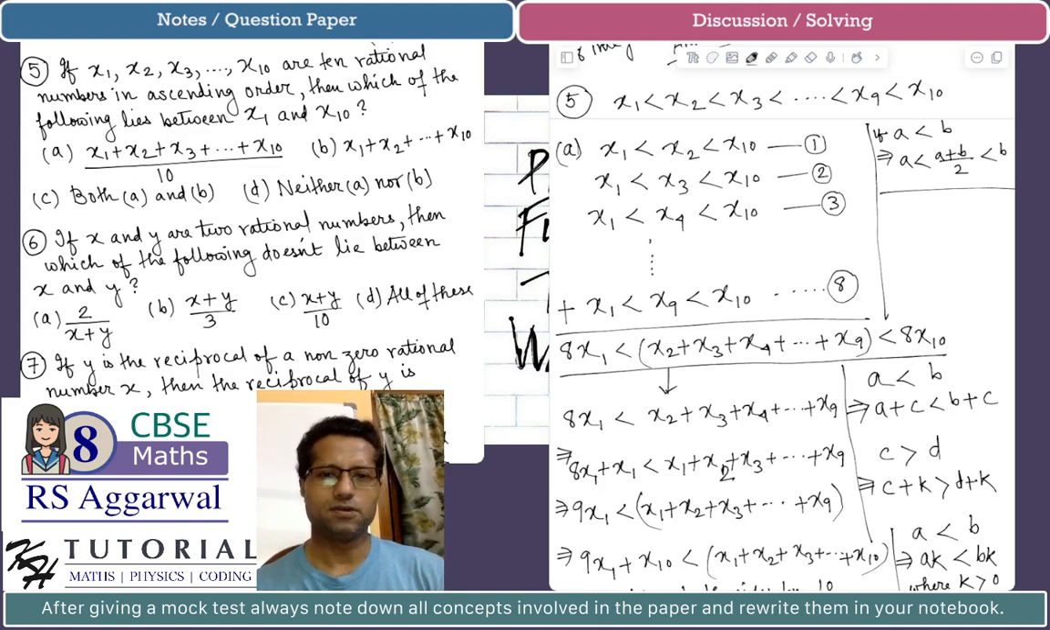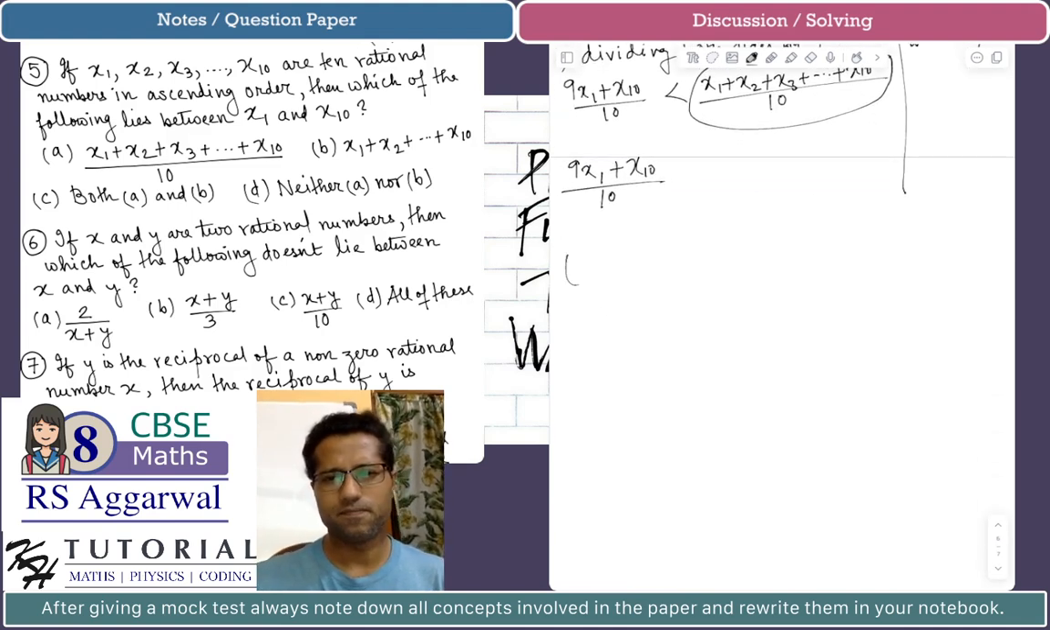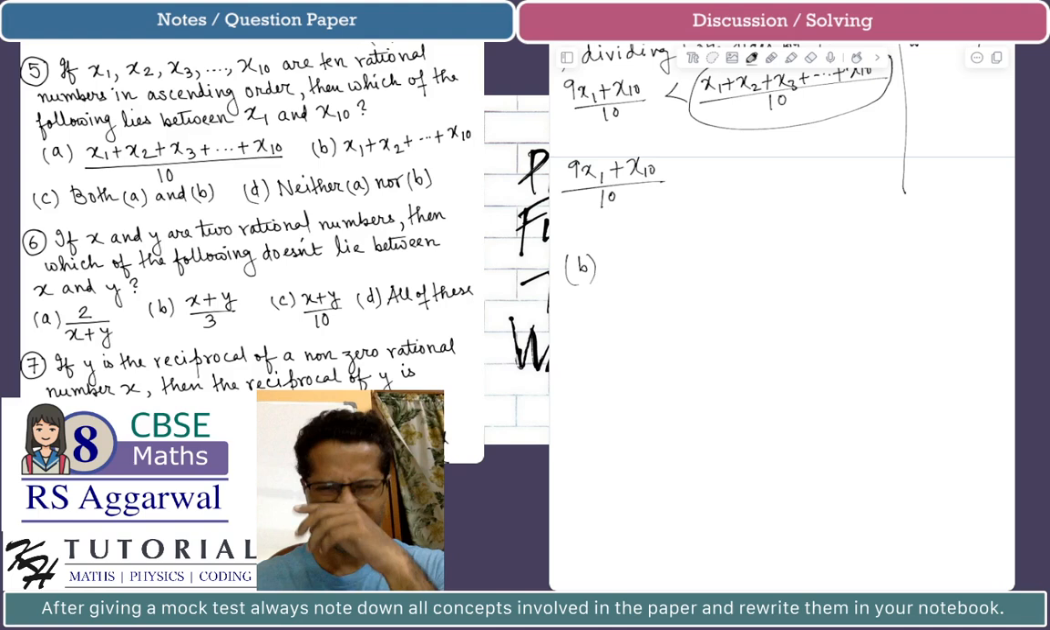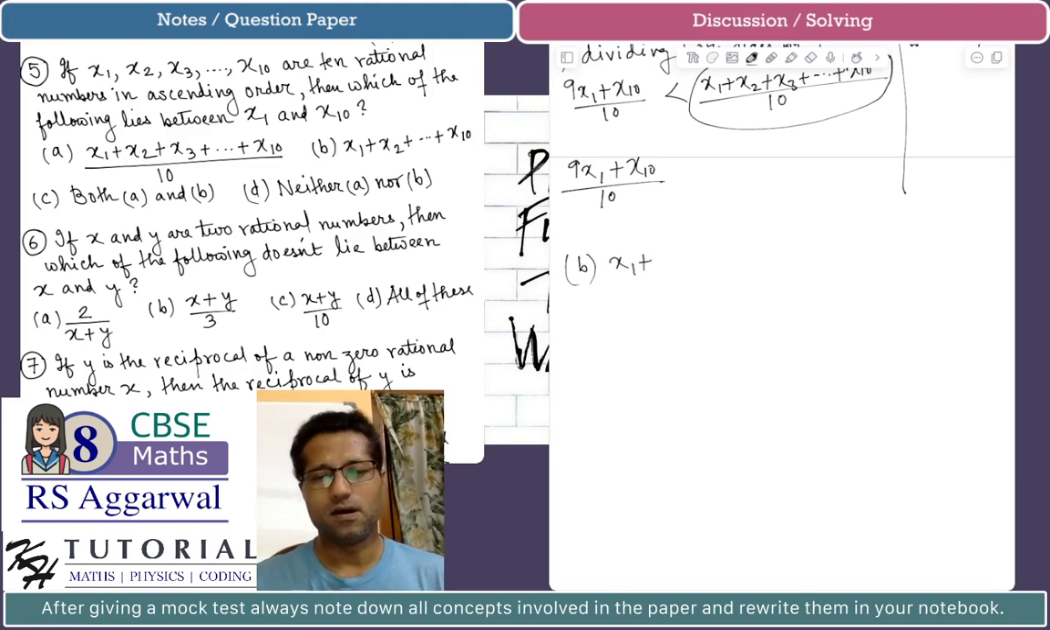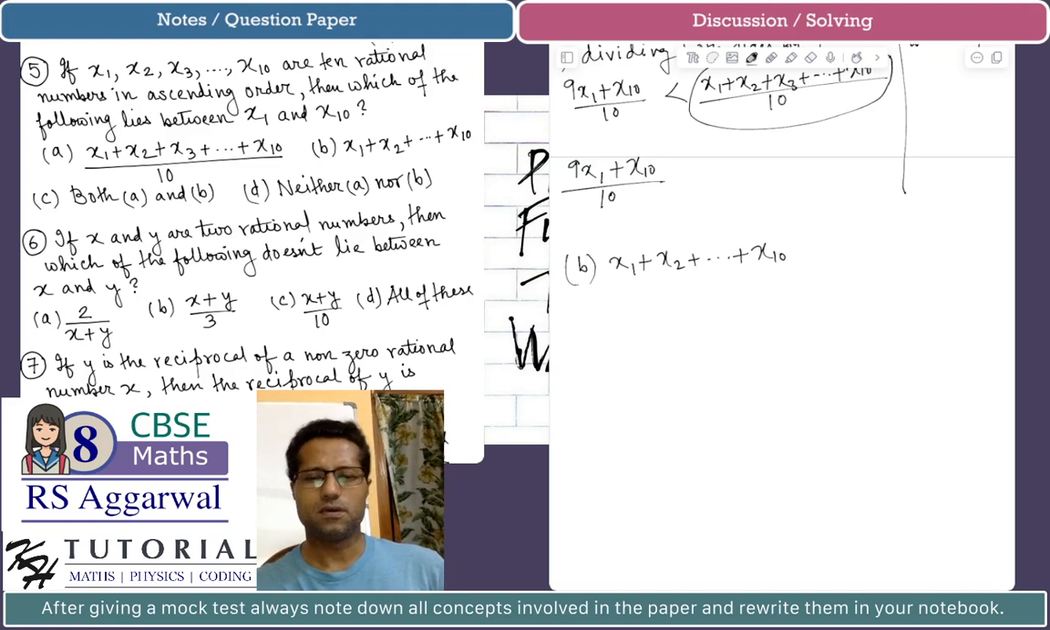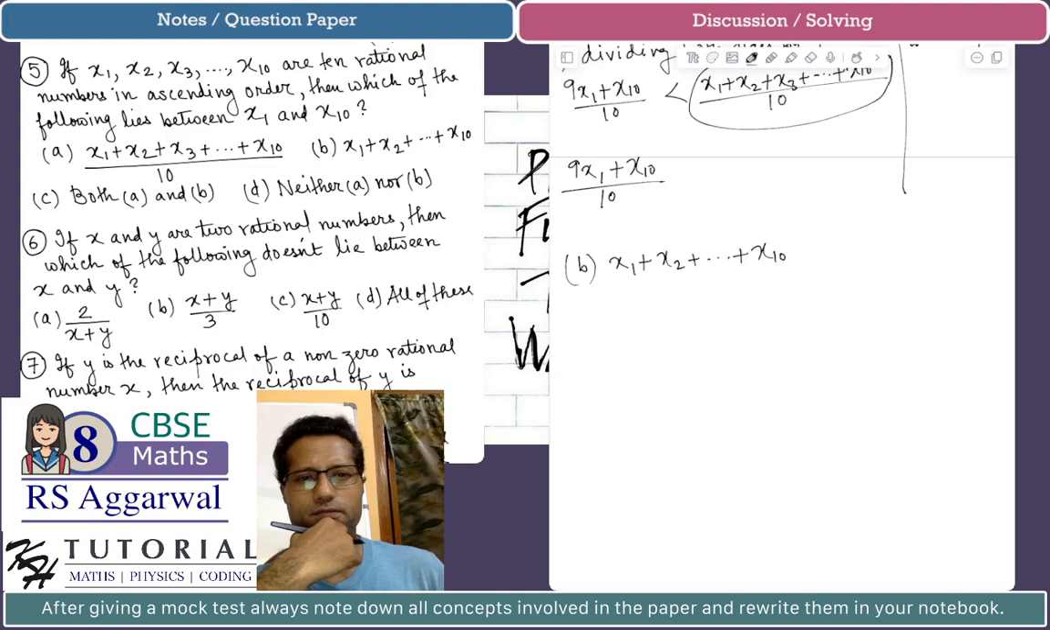So basically for the choice, choice B is definitely not the correct one. Let me first eliminate choice B. Choice B is saying that the number x1 plus x2 up to x10 lies between x1 and x10. Now it is not given whether the numbers are positive or negative, nothing is told about that.